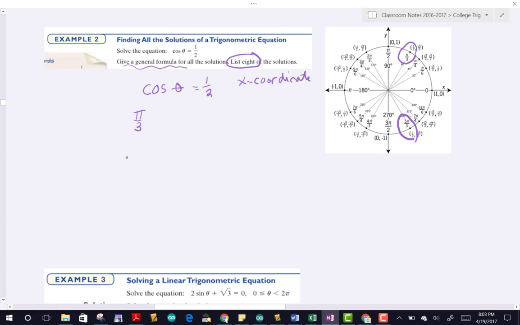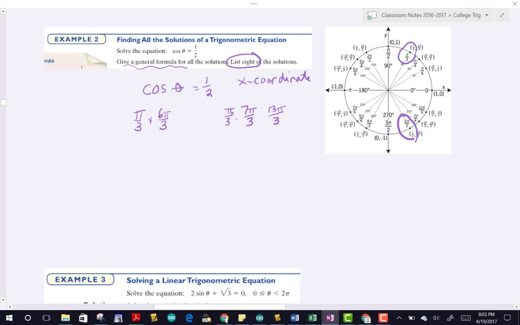So pi over 3 is going to be a solution. And then anytime we add 2 pi, which is 6 pi over 3, we're going to come up with another solution. So pi over 3 would be a solution, 7 pi over 3 would be a solution, 13 pi over 3 would be a solution.